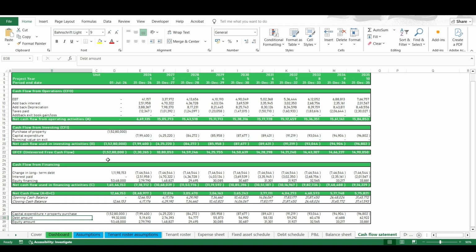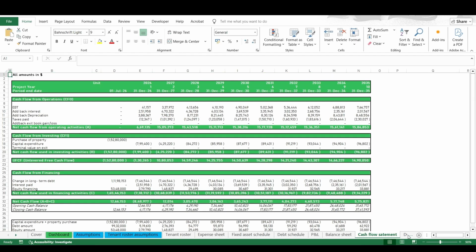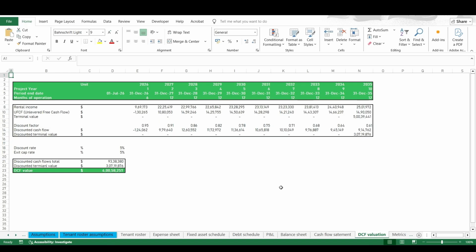This is a calculation of our debt and equity amount that needs to be put up to get the business running. And here we have our DCF valuation. We have our rental income, unlevered free cash flow. So we are valuing these cash flows in terms of today. So that's why you apply a discount factor.